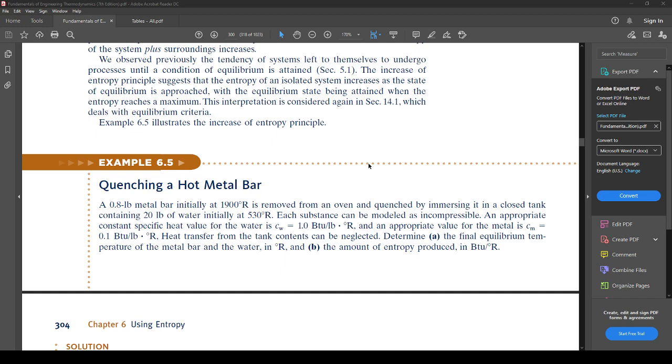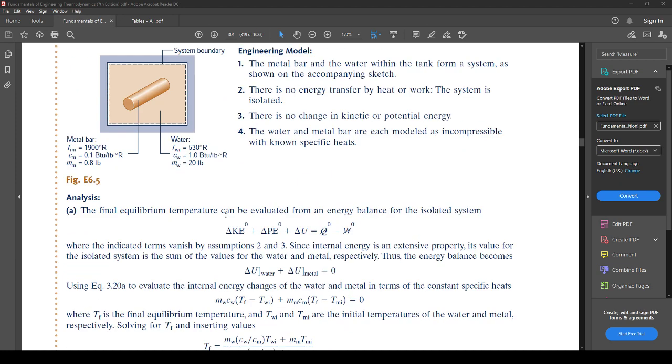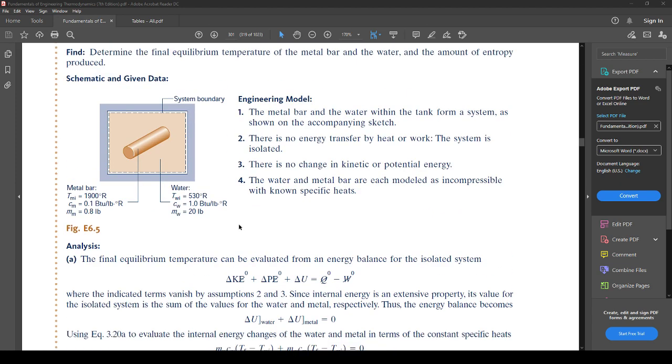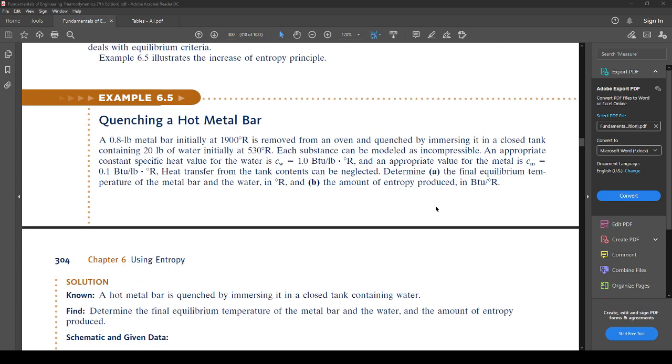Okay, so right here is a question. This one is very similar to those other questions that we did, like the T final. Remember these types of questions where it's a metal bar sitting in water. Find the equilibrium temperature, right? That's what this question is. So it's an expansion of that. First, you have to find the equilibrium temperature of the metal bar and the water, and then the amount of entropy produced. The process is the same as the one before, which is you find the equilibrium temperature, and then you have to find the amount of entropy produced. So that would be a little bit different.